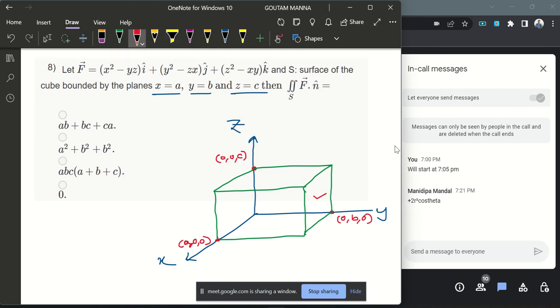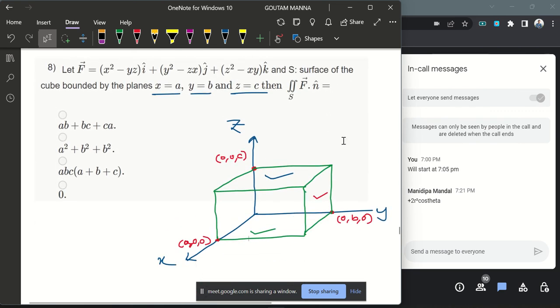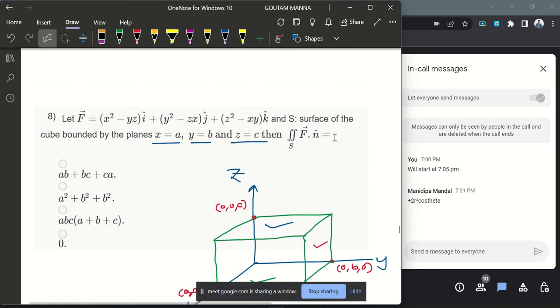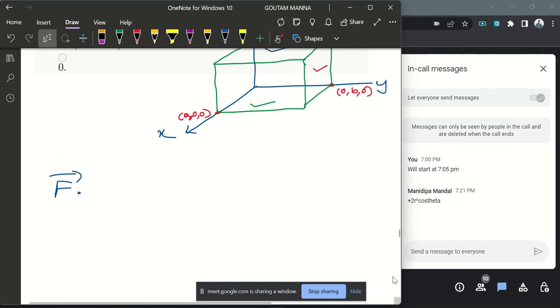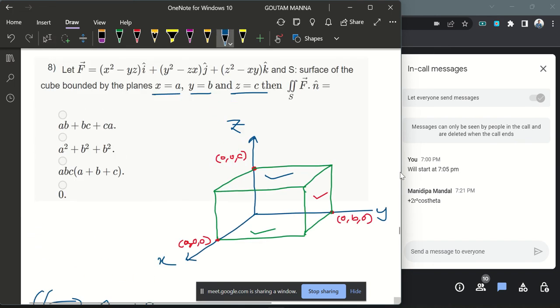So this plane is basically the y equals b plane, this plane is the z equals c plane, and this plane is the x equals a plane. We are asked to find the surface integral of F dot n dS on these three planes.